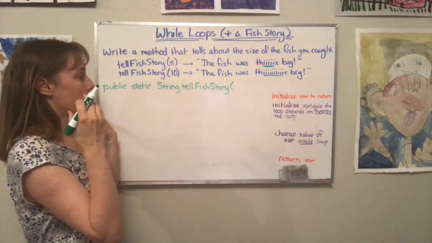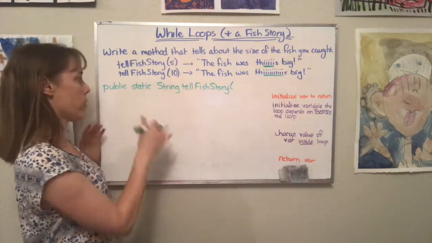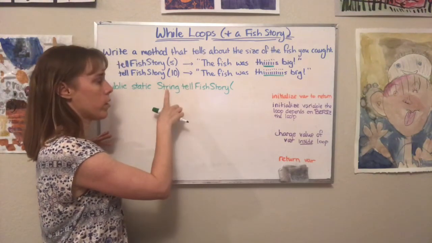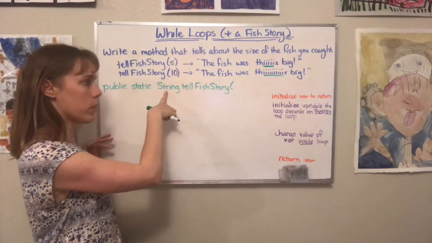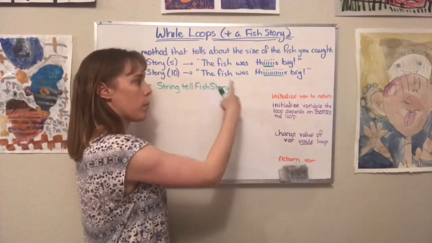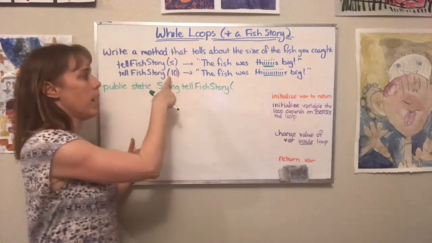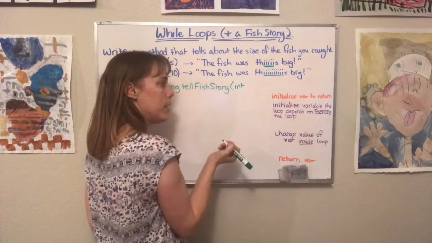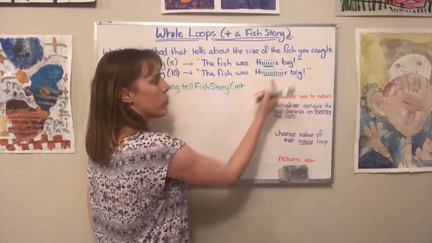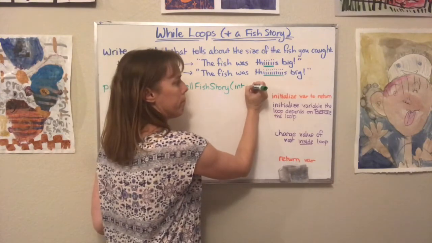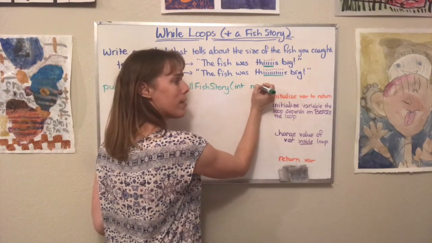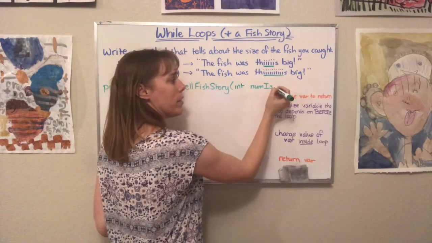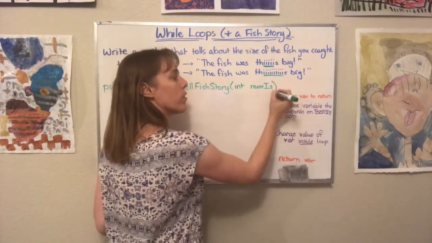So the first thing I need to do is finish the header. So I've got public static String tellFishStory. The output is going to be a string, but I need to know what the parameter is. So I look at what's here, and it looks like it's going to be an integer. So I'll make it int and something useful, like the number of eyes? Number of eyes. Well, it looks funny, but whatever. Okay.